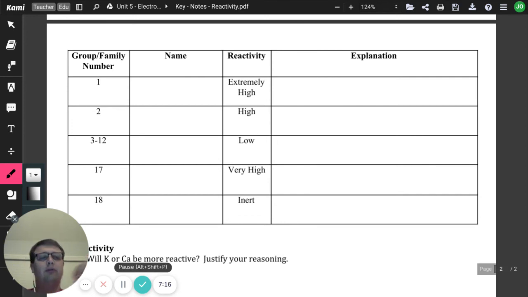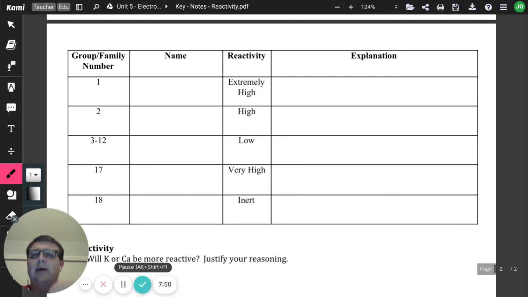Groups 3 through 12, those are all your transition metals, right? Well, your transition metals actually have very low reactivity. Why? Because they've got a greater number of protons, but they're still trying to lose those electrons since they are metals. Group 17, so we did skip a few there, but group 17 is going to be trying to gain electrons, and since they have a very large amount of protons, they're going to become more reactive. Okay. And those will be called our halogens.